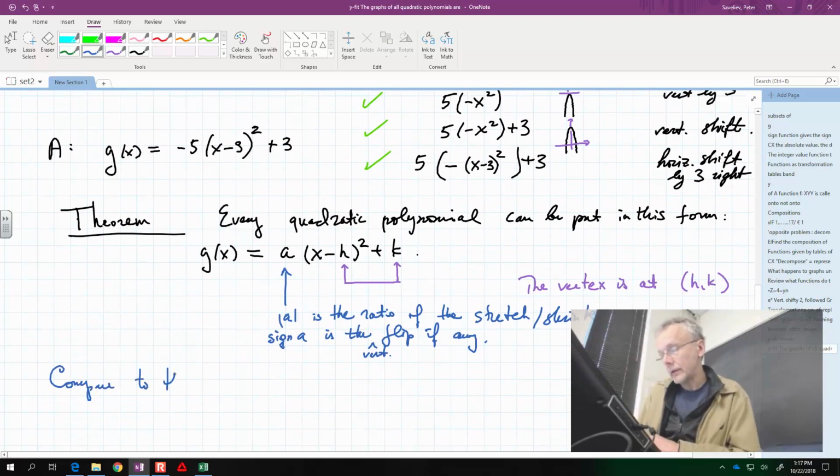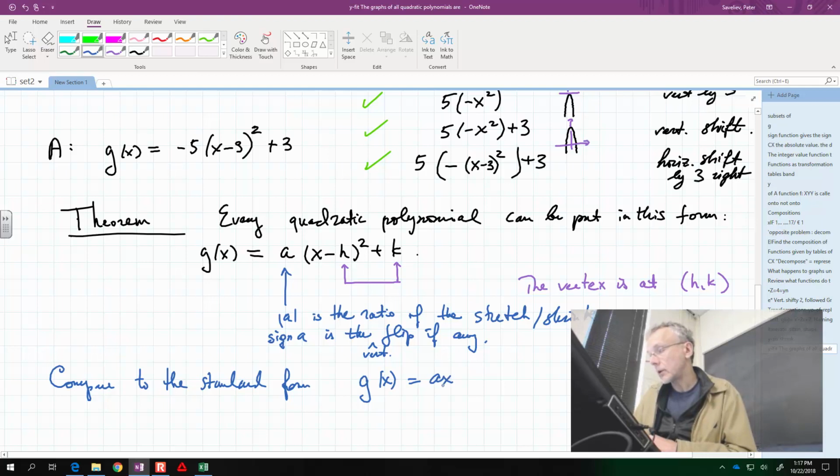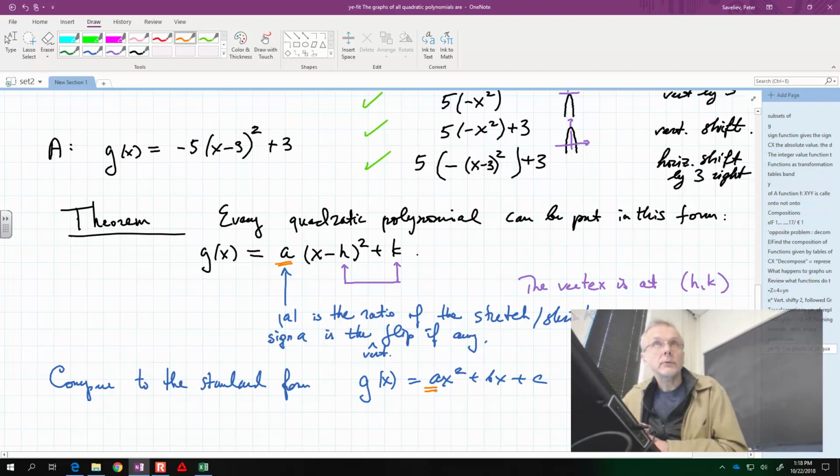So compare to the standard form of a quadratic polynomial, ax squared plus bx plus c. The key thing to remember is that a is the same. That doesn't change. So the coefficient that you see in front of x squared when you have a quadratic polynomial is the stretch factor, with possible flip. So if, for example, it starts with negative 3x squared, you know that no matter what follows, it is upside down and kind of slim.